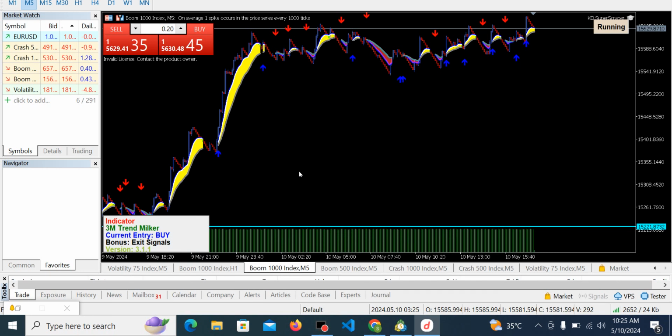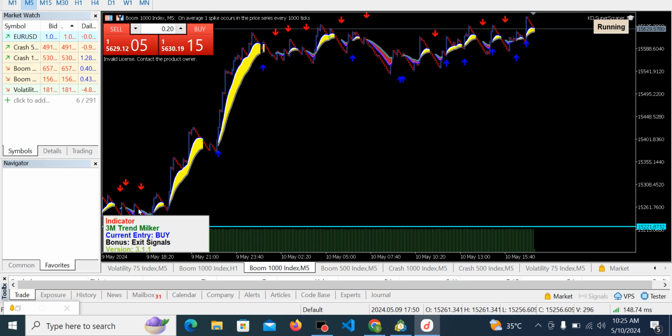This is Boom 1000. I'm on the 5-minute time frame. I'm using the 3M Trend Milka trading indicator. It is an amazing custom-made indicator that helps us to know the direction of the markets right from the beginning. It also gives us information on the entry point and the exit point, and that is one beautiful thing about it.